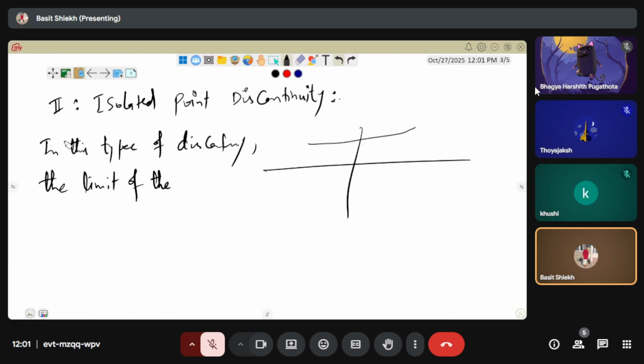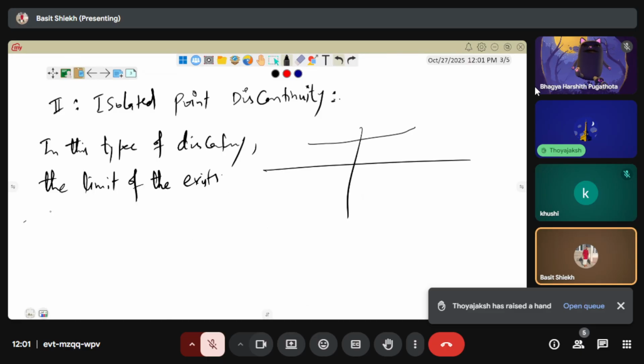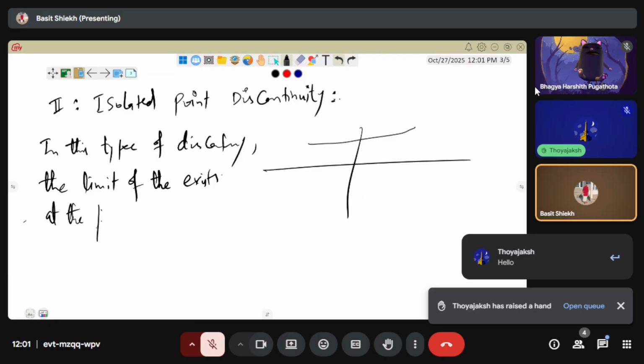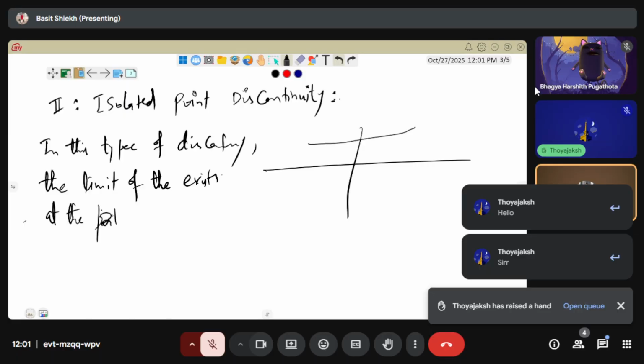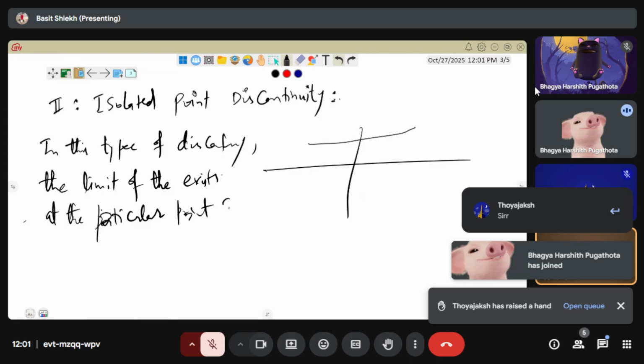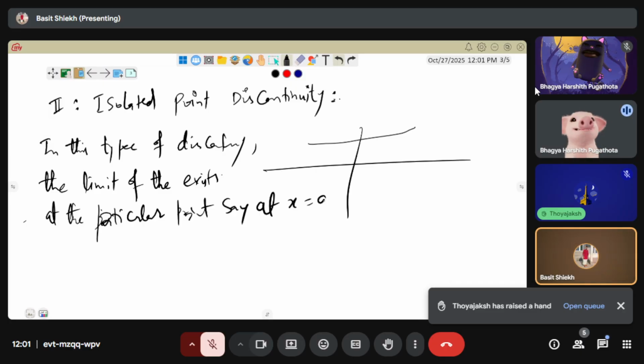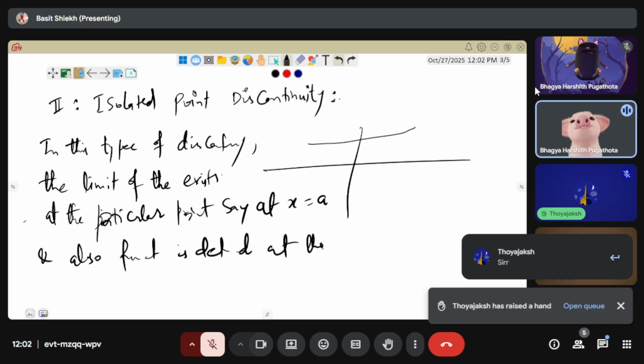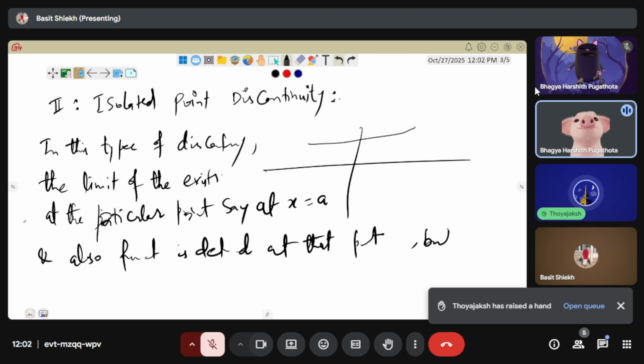Okay, let's come back to the lecture. In this type of discontinuity, the limit of the function exists at a particular point, say at x equal to a, and also the function is defined at that point.